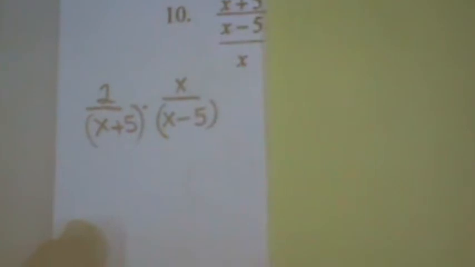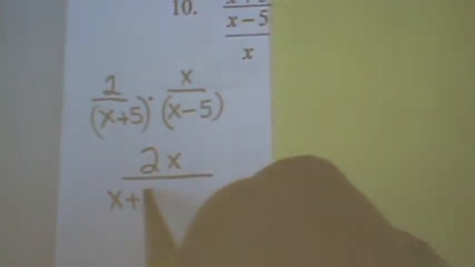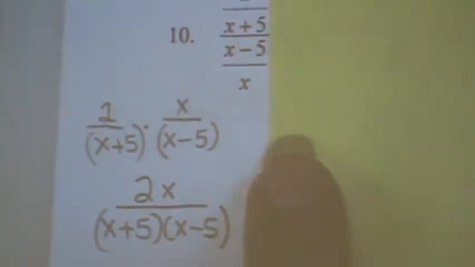If I cover that up, what is that asking me to do? 2 over x plus 5 times x over x minus 5. What is that? It's 2x over, that's what that is, right there, right? Okay, now watch.